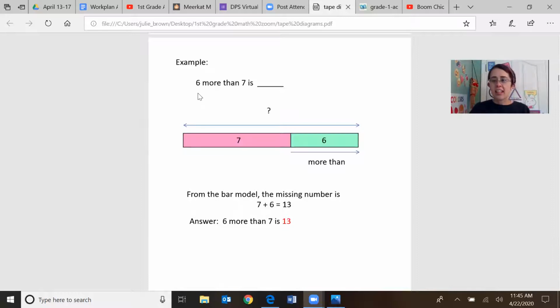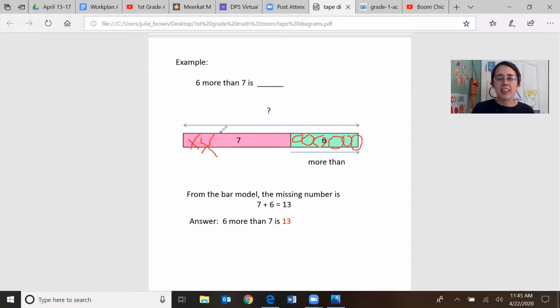6 more than 7. In my tape diagram, I have drawn the number 6. And again, you can put circles inside the bar to make sure that the size of that bar is correct, and we wouldn't want it to be too small or too big. So 6 circles. Right next to 6, we'll draw another bar for 7, and we can put 7 X's inside.